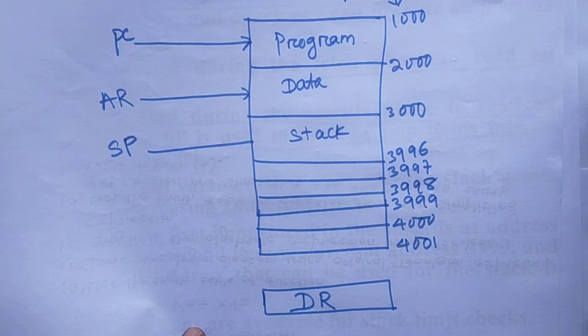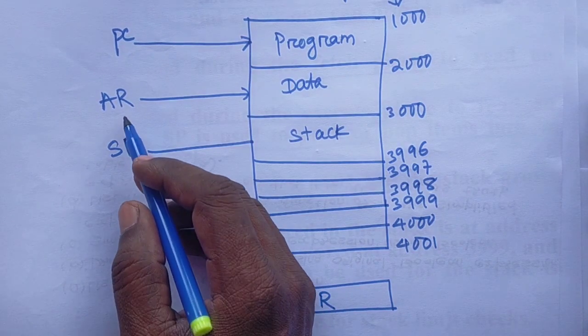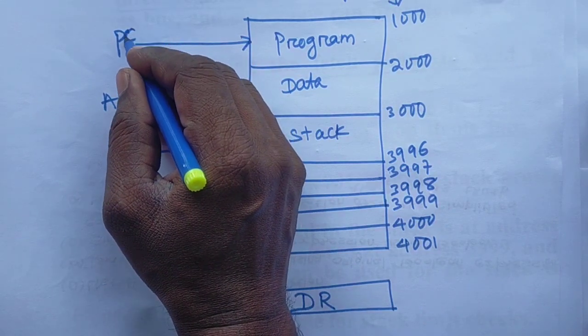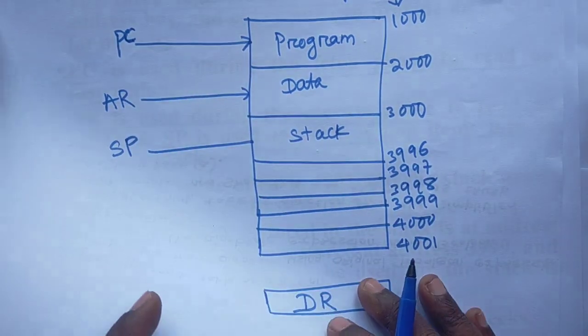Now the topic is this given example, just keep it in mind. We will analyze how different parts like SP, AR, and PC are used for the memory stack.